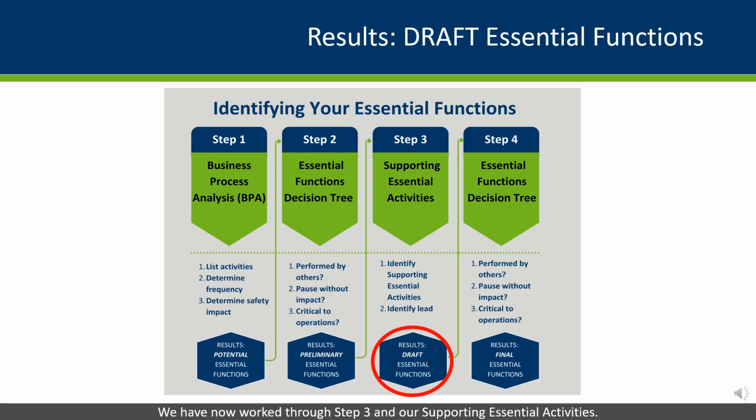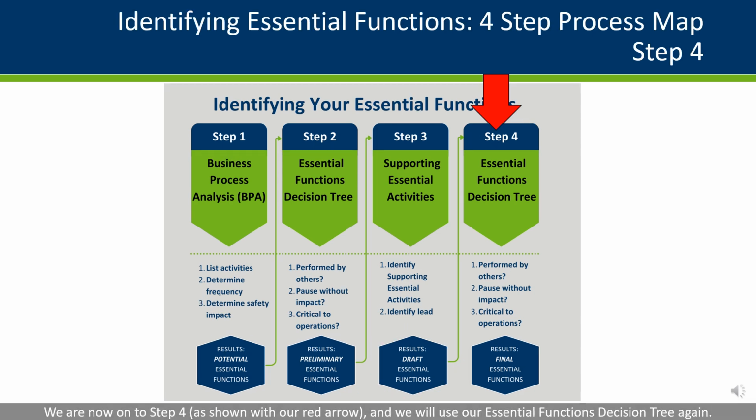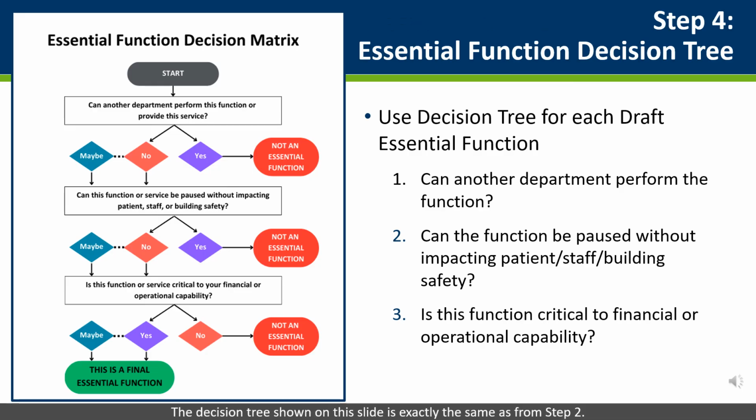We have now worked through step 3 and our supporting essential activities. Our supporting essential activities are now our draft essential functions, as shown by the red circle on the screen. Let's move to step 4 and the essential functions decision tree. We are now on to step 4, as shown with our red arrow, and we will use our essential functions decision tree again. The decision tree shown on this slide is exactly the same as step 2. For each of our supporting essential activities from above, we will ask ourselves the same 3 questions.